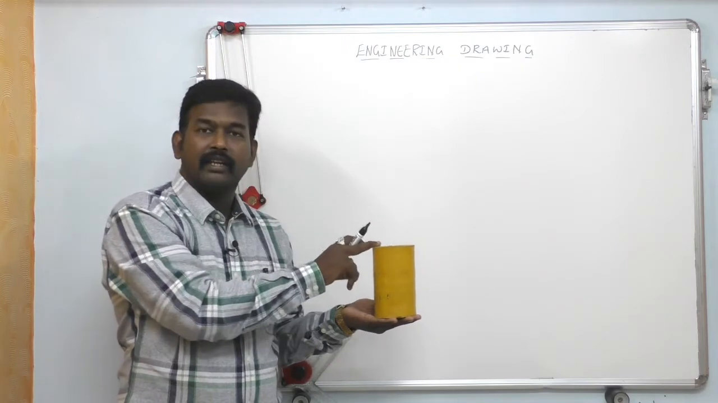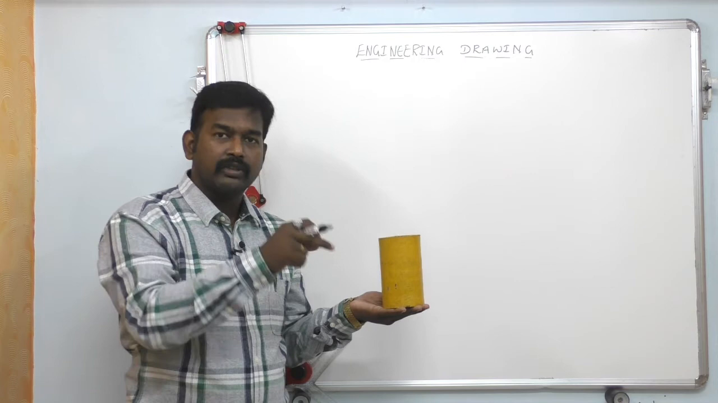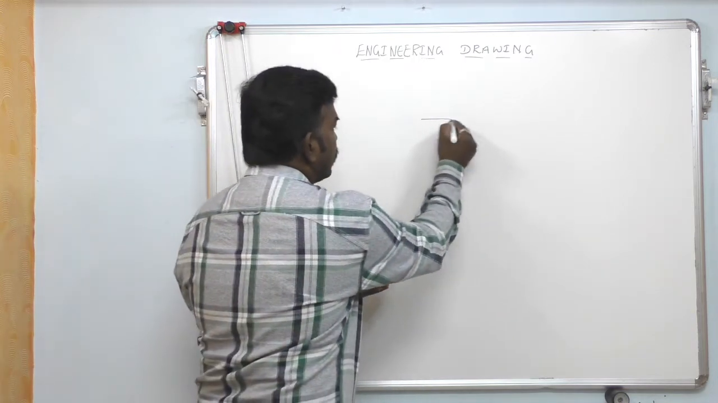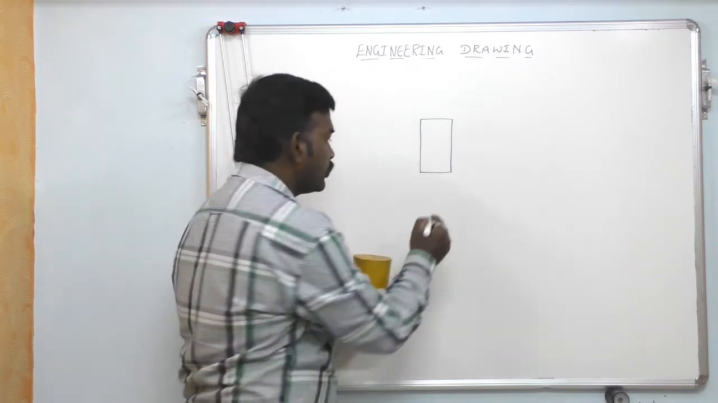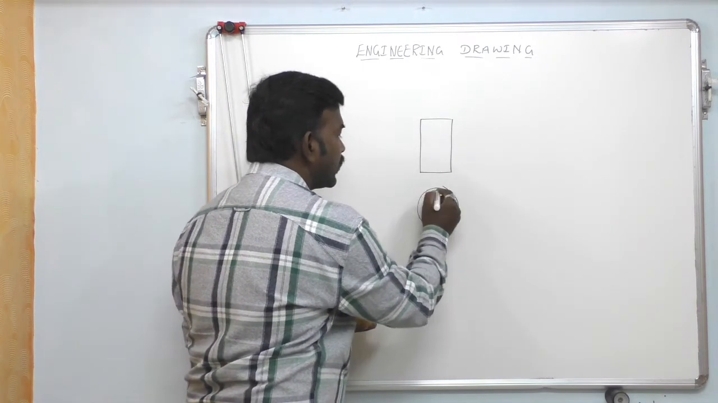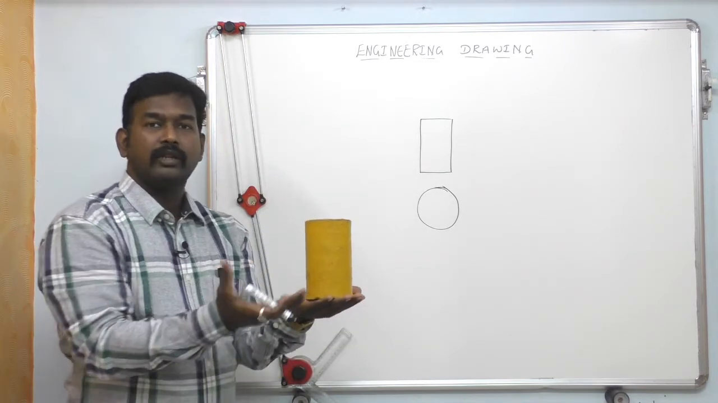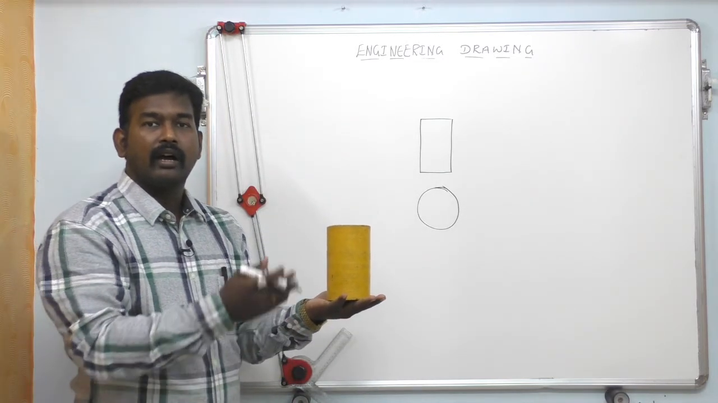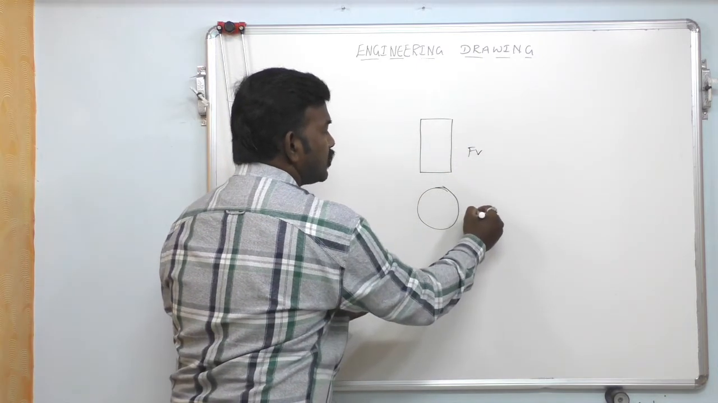What it means? You can take a cylinder and convert it into orthographic projection. What was observed in the front view? Rectangle. What was observed in the top view? Circle. Here these are the orthographic projections and this is the isometric projection. That's it, conversion of isometric to orthographic projection. This is the front view and this is the top view.